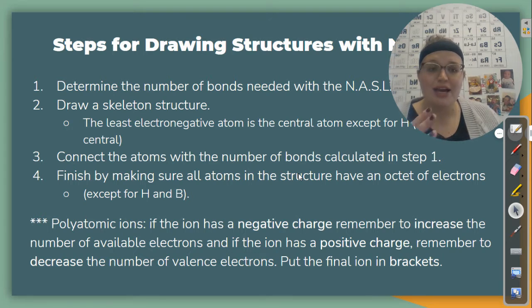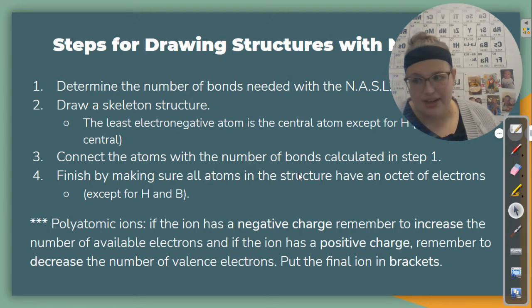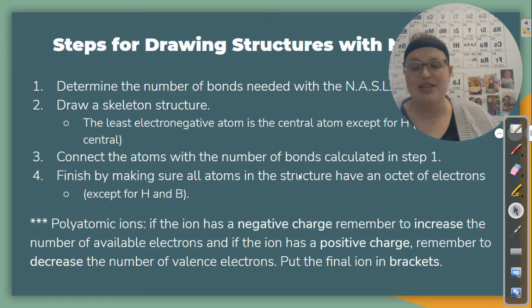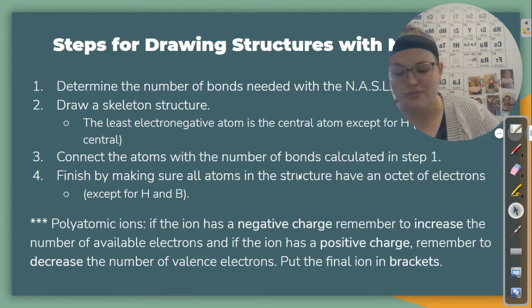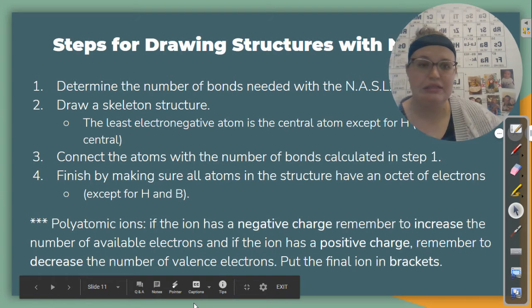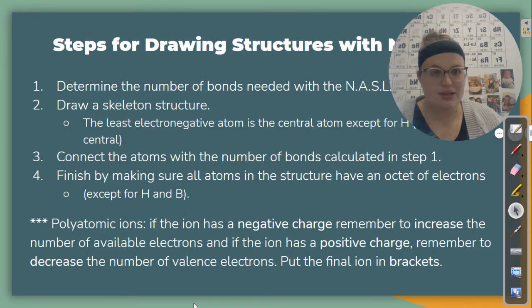For polyatomic ions, these are the ones that have charges. If it's a negative charge, we're going to add to our available, because remember, electrons are negative. So negative, we're going to add to available. And positive, you're going to subtract from available.